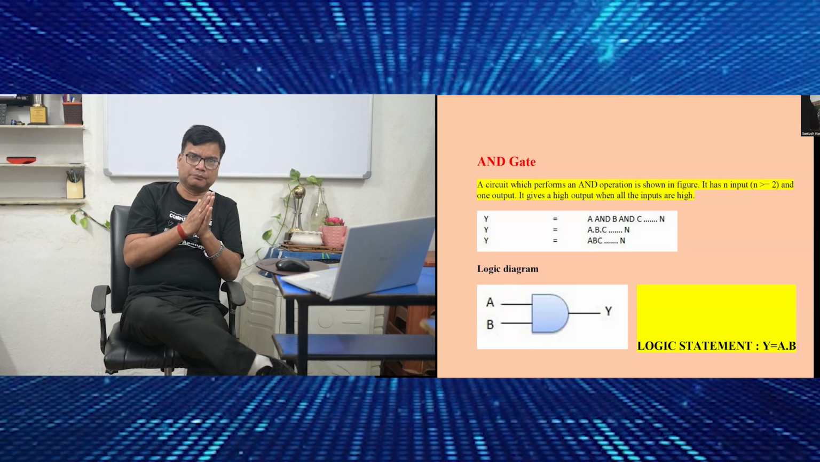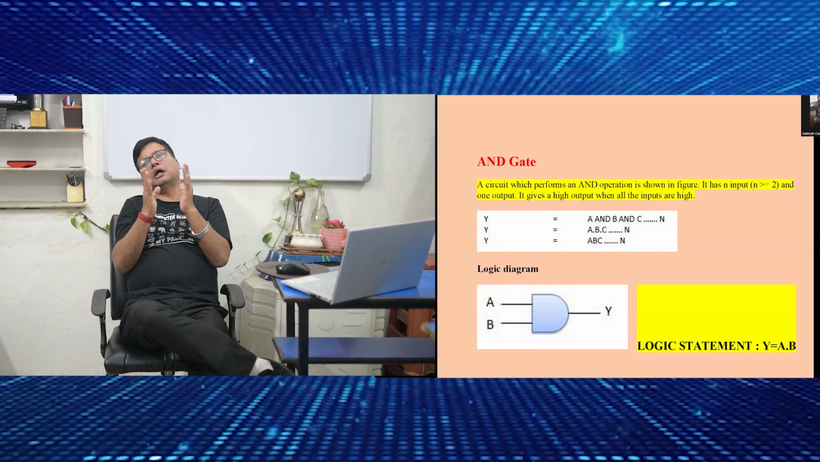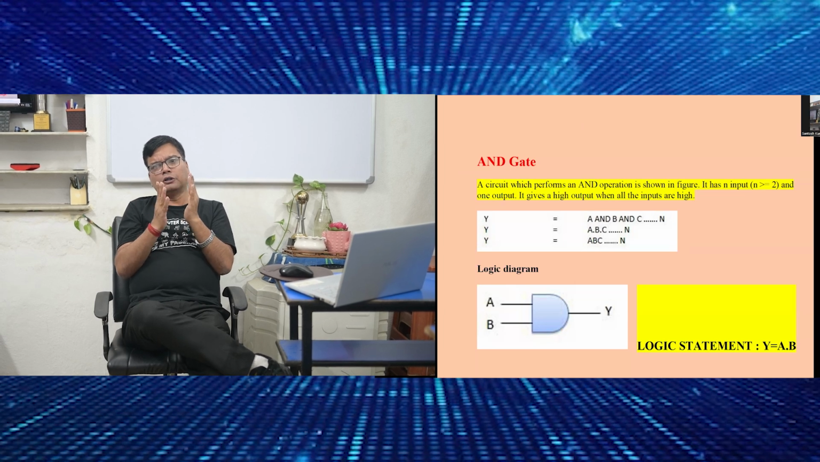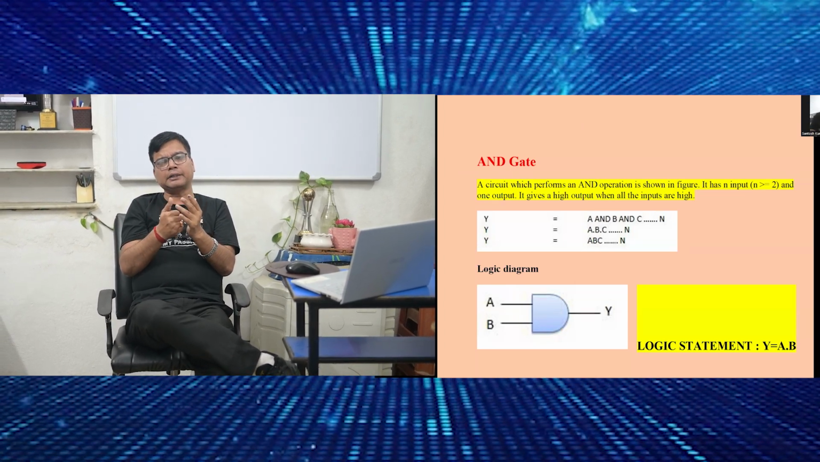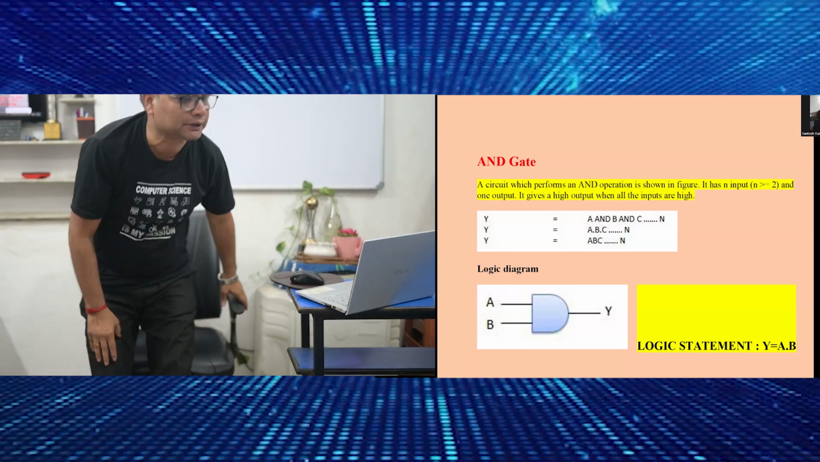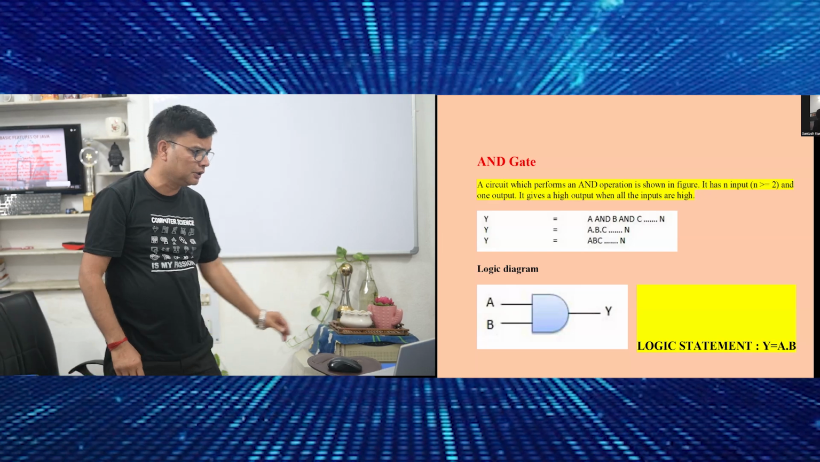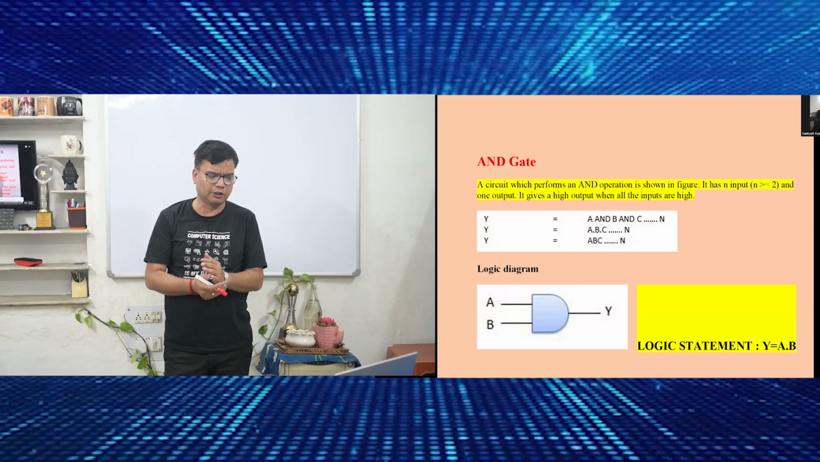What is an AND gate? An AND gate is a digital circuit which gives a high output when all the inputs are high. जब सारे inputs high होते हैं उस समय AND gate high output देता है. So I hope you understand the AND gate. The AND gate gives a high output when all the inputs are high. जब सारी conditions high होंगी उस time पे AND gate high output देता है.